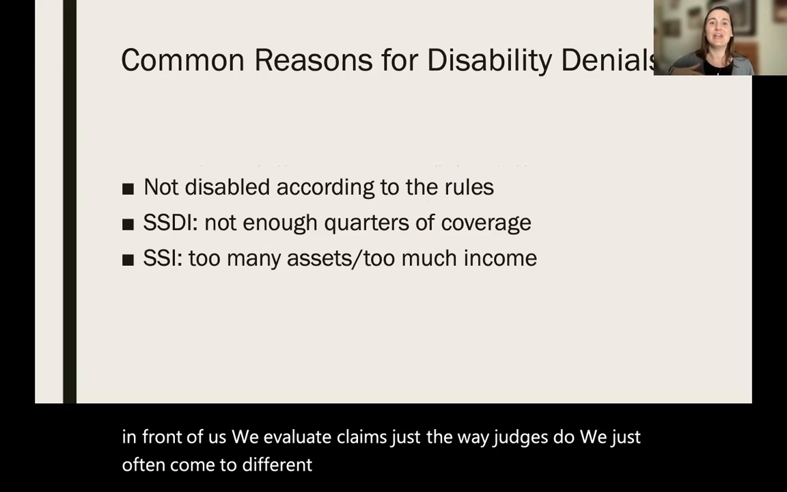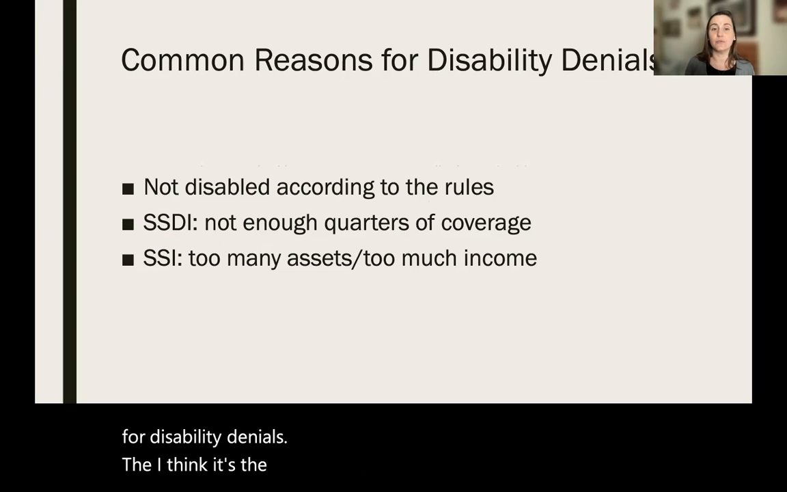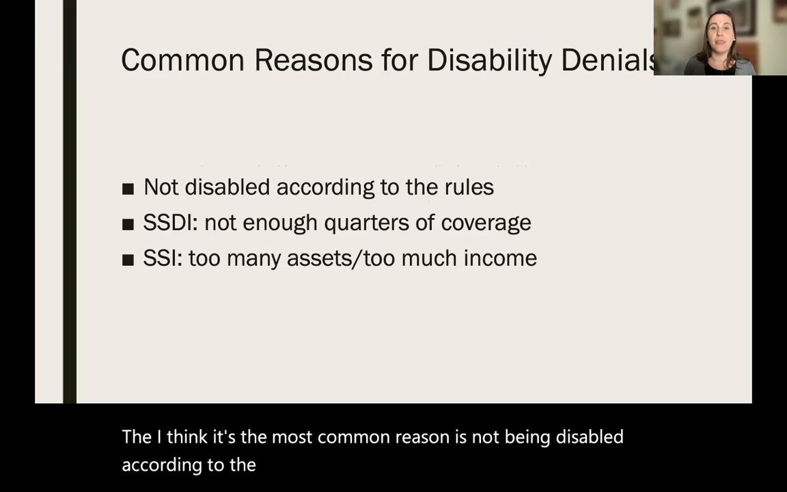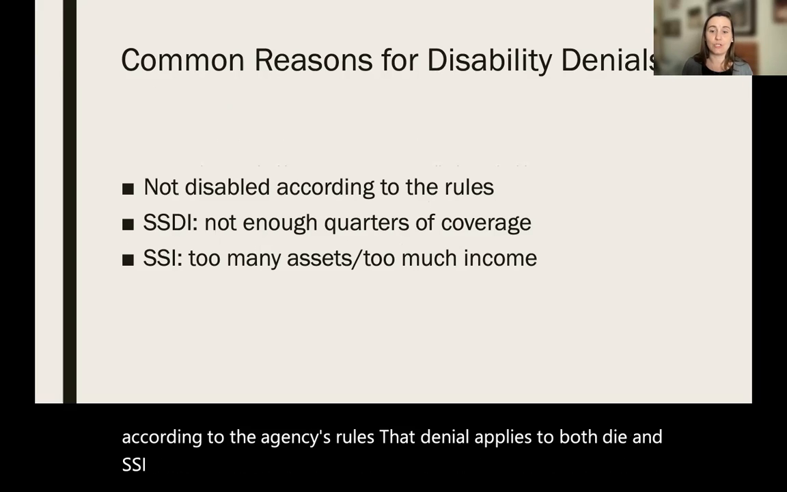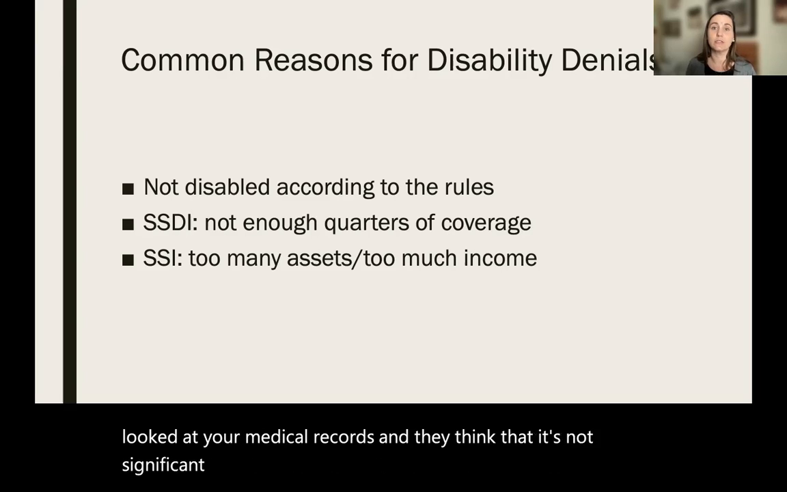All right. So common reasons for disability denials. I think the most common reason is not being disabled according to the agency's rules. That denial applies to both SSDI and SSI claims. You're not disabled according to their rules. They've looked at your medical records and they think that it's not significant enough to reach a finding of disabled.